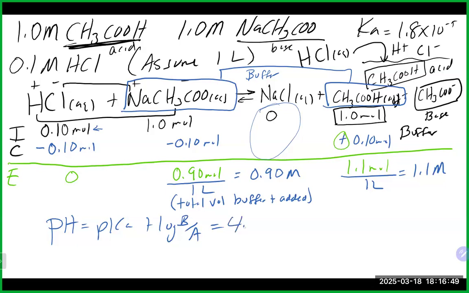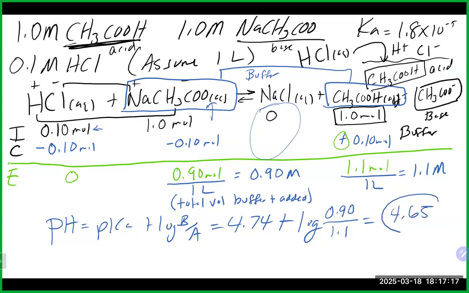And again, it's going to be the same pKa we had previously, 4.74. The log of my base, and which one's my base again? It is the sodium acetate. So that would be 0.9 divided by 1.1. And we are going to get, in this case, hopefully a buffer that works well. Let's see. A pH of 4.65. Again, you could do the ICE table and you should get the same pH at the end there.